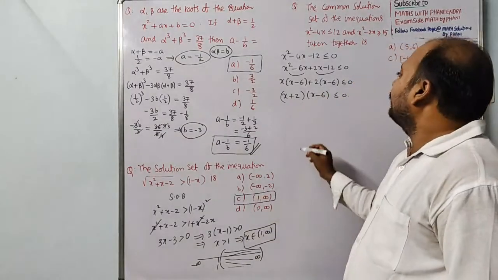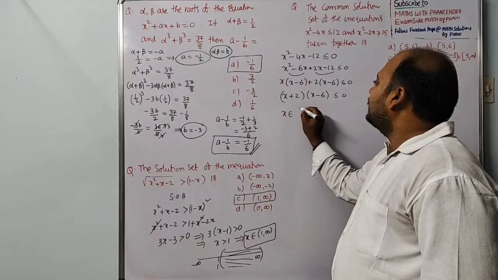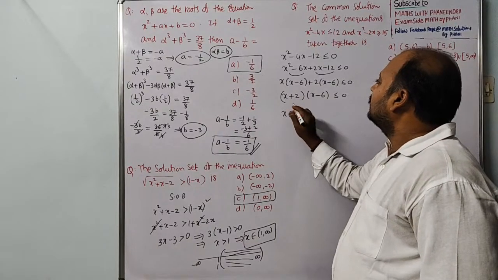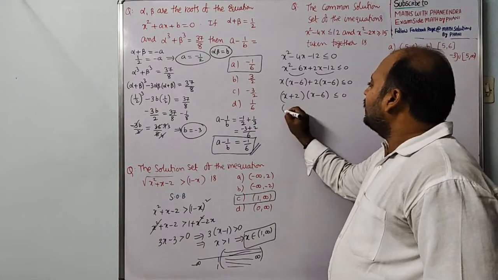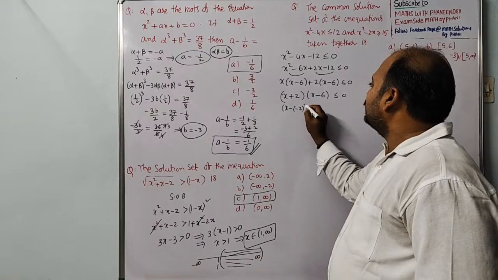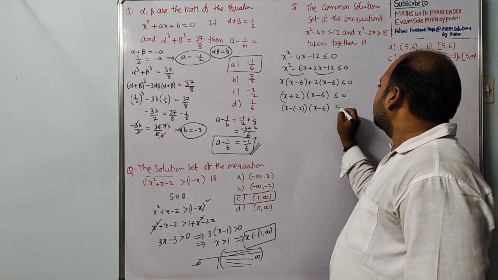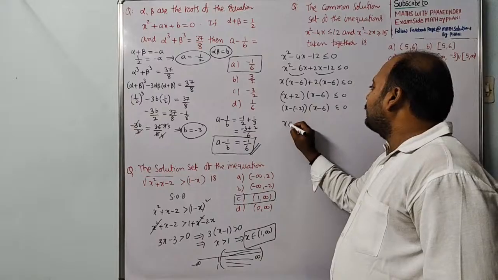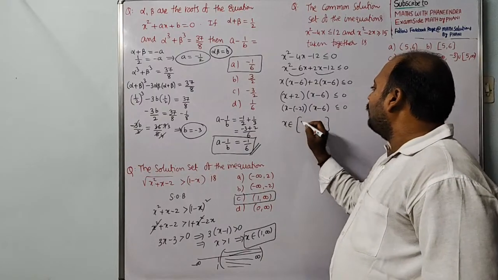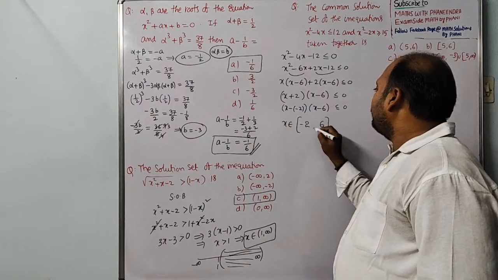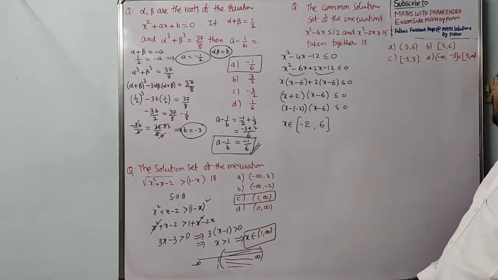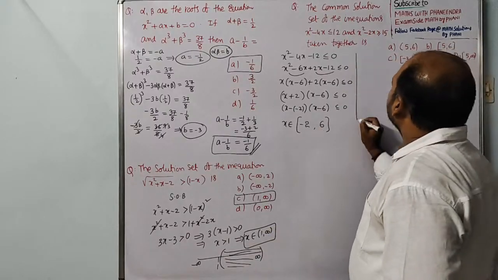That means x value lies between, here x plus 2 means x minus of minus 2, and x minus 6 is less than or equal to 0. X belongs to closed alpha comma beta. Alpha value is minus 2 and beta value is 6. Okay, dear students, we'll move to another inequality.